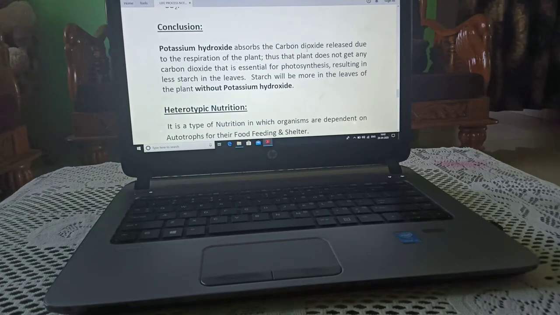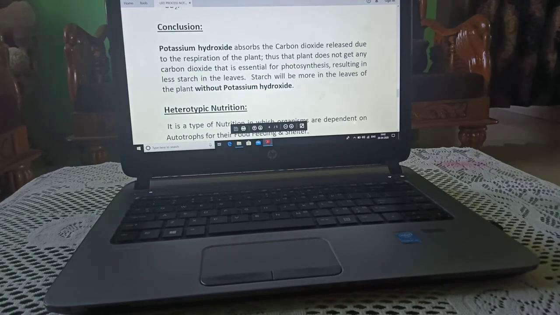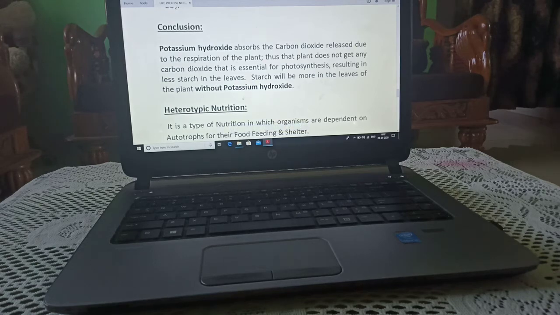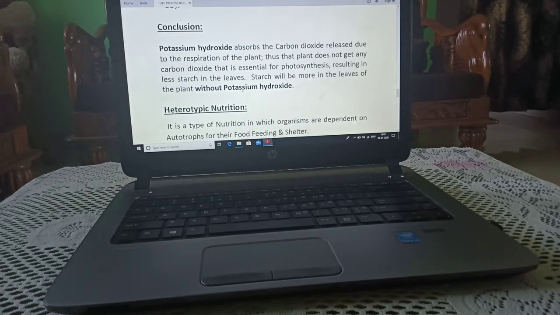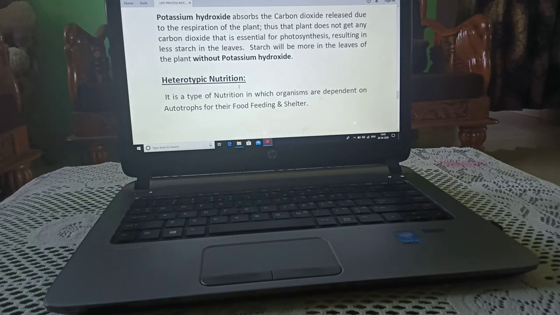Thus, the plant does not get any carbon dioxide that is essential for photosynthesis, resulting in less starch in the leaves. Starch will be more in the leaves of the plant without potassium hydroxide. Means where potassium hydroxide is not there, the process of photosynthesis will be more, and where potassium hydroxide is there, the process of photosynthesis will not happen because potassium hydroxide is absorbing the carbon dioxide.